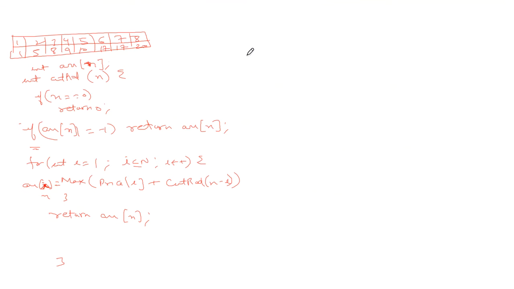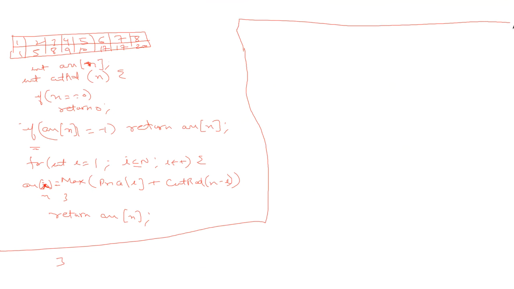Let's try to give a dry run for this program. So cut rod of 8 is called initially, and let me create an array for this. This is my arr, guys, which is initialized to -1. Everything is -1 initially. So cut rod of 8: if n equal to 0, no, it is not. If arr of n equal to -1, yes, it is -1. Go further. So basically the call will be for i equal to 1 till 8.